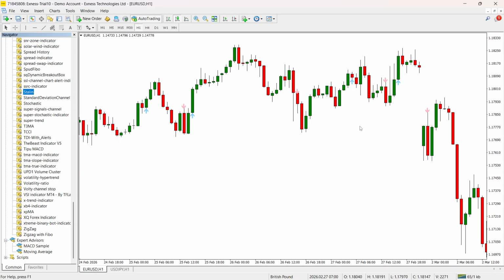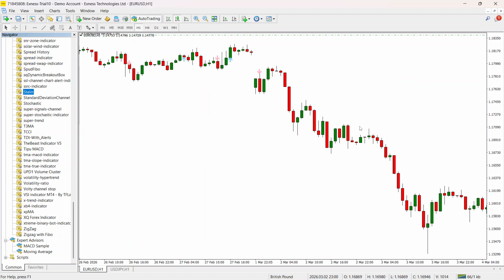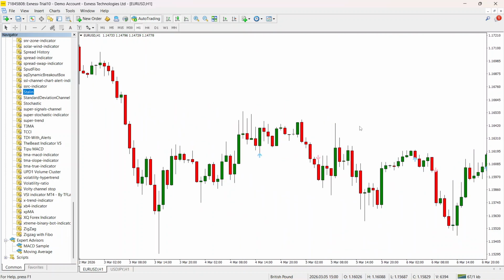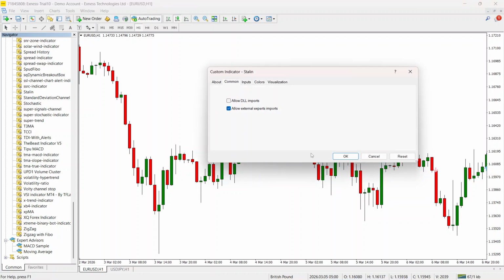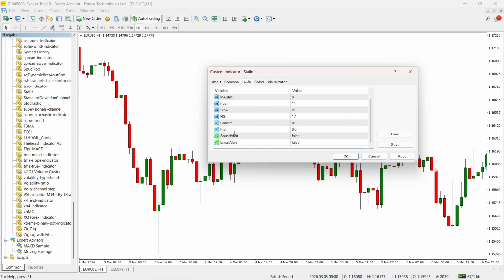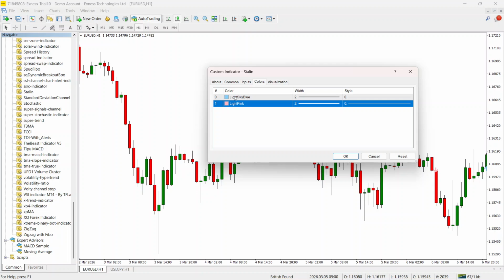Because it is designed to reduce noise, you tend to see fewer but clearer signals that focus on decisive moves rather than every small fluctuation. Let's move on to the settings. You can see a combination of the moving average method that the indicator uses to plot its signals. We have the RSI, we have the confirm. We also have alerts, sound and email, and we have the color for the arrows.